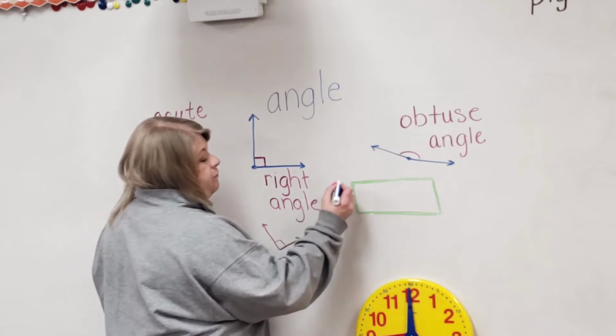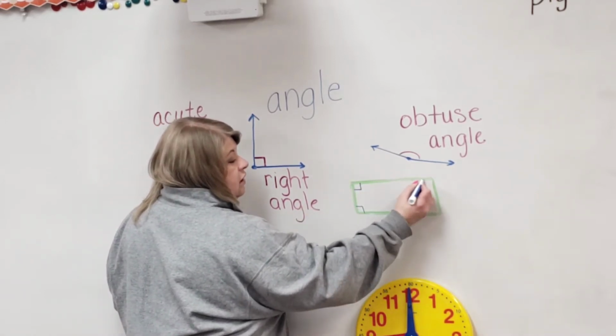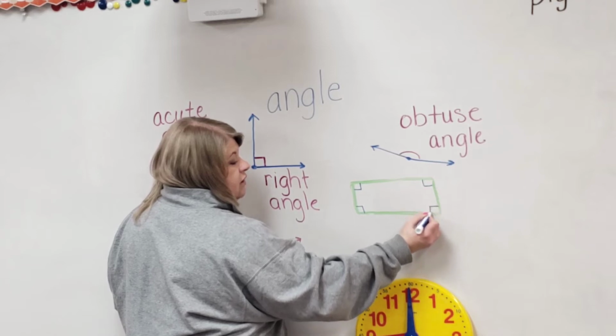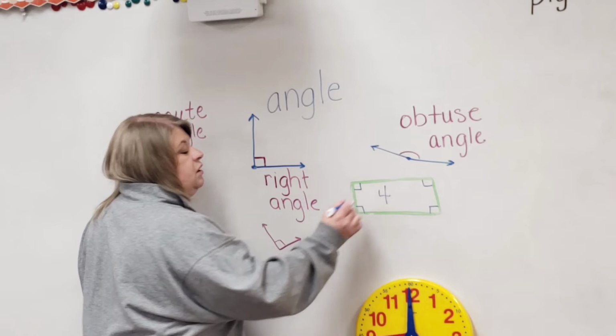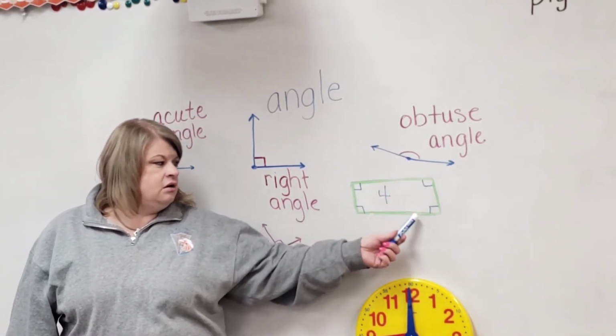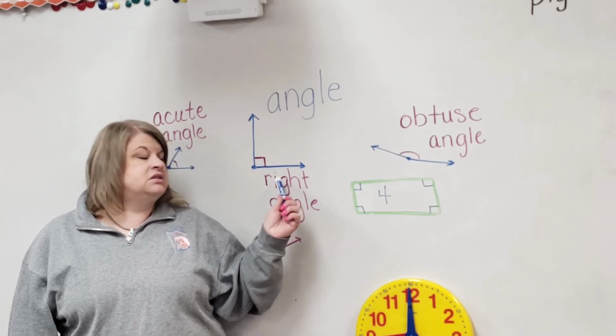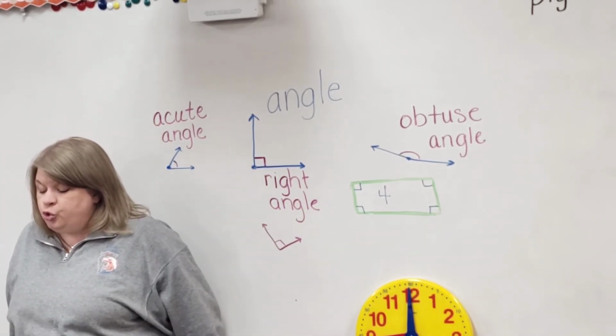Well, let's see here. Here's an angle. Here's an angle. Another one. And another one. How many angles did you count? I hope you counted 4, because that's how many there are. Do you know what kind of angles these are? They're right angles, because they make squares.